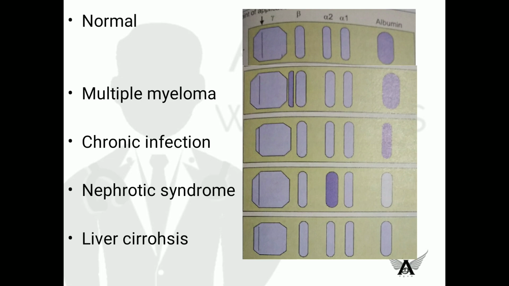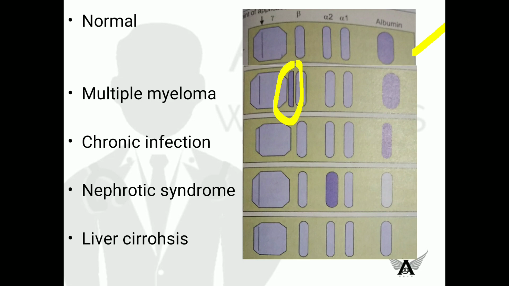See, this is the normal one. Okay, next one is multiple myeloma. What is multiple myeloma? Multiple myeloma is an immunoglobulin secreting tumor or malignancy of a single clone, with immunoglobulin secreted in higher amount. So gamma globulin is increased. You can see an M band here. This M band or myeloma band is seen in the electrophoresis.